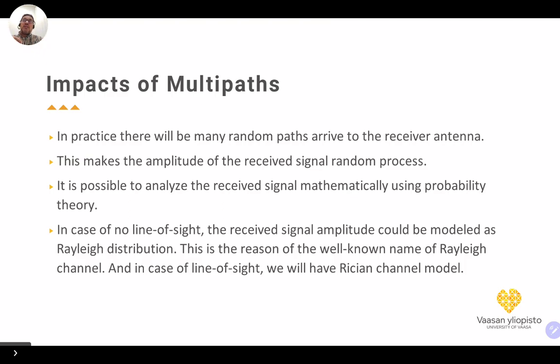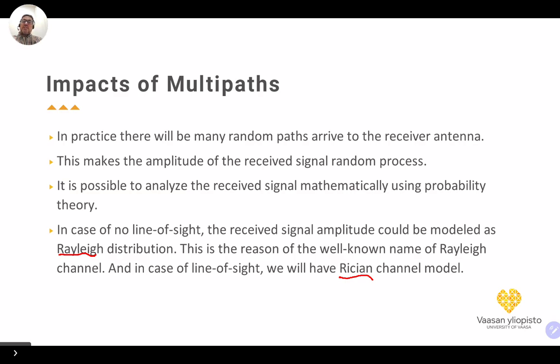So there is no direct connection between the transmitter and the receiver, or in more accurate terms, there is no very strong ray arriving, and the others are small, but most of the signals on average are around each other. So there is no dominating ray or dominating path. In that case, we say that we have a Rayleigh channel. In case we have line of sight, so we have one dominating path and other much lower paths, then we have what is known as the Rician channel. So this is the difference between the Rayleigh channel and the Rician channel. The Rayleigh channel usually reflects a rich multipath environment. The Rician channel reflects the case when we have a line of sight or one dominating path and other less powerful paths.